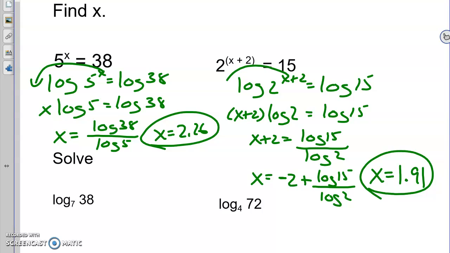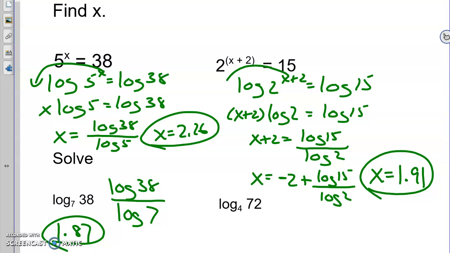When you're not given a variable, we just want to solve log base 7 of 38. We're literally just taking the number that's not the subscript, putting it with a log, and putting a log with the subscript and dividing. Log of 38 over log of 7 is 1.87. Log of 72 divided by log of 4 gives me 3.08.